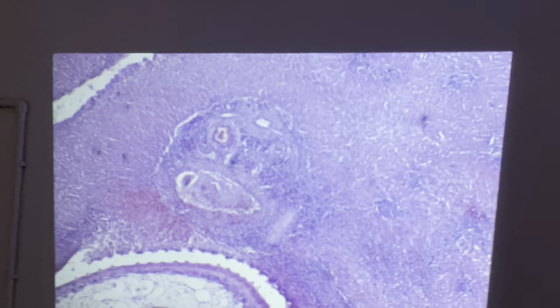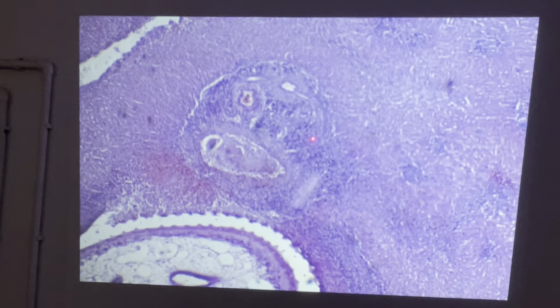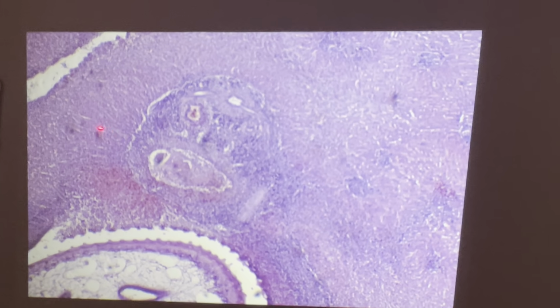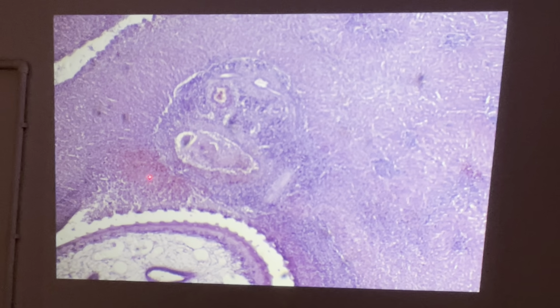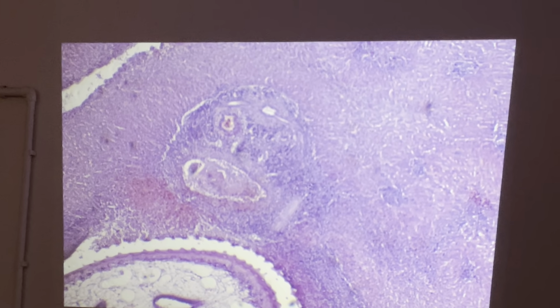What do we have? There is a large amount of dark purple coloration. And there's also a large number of free RBC, which are distributed throughout the liver parenchyma. Let's see the high power.